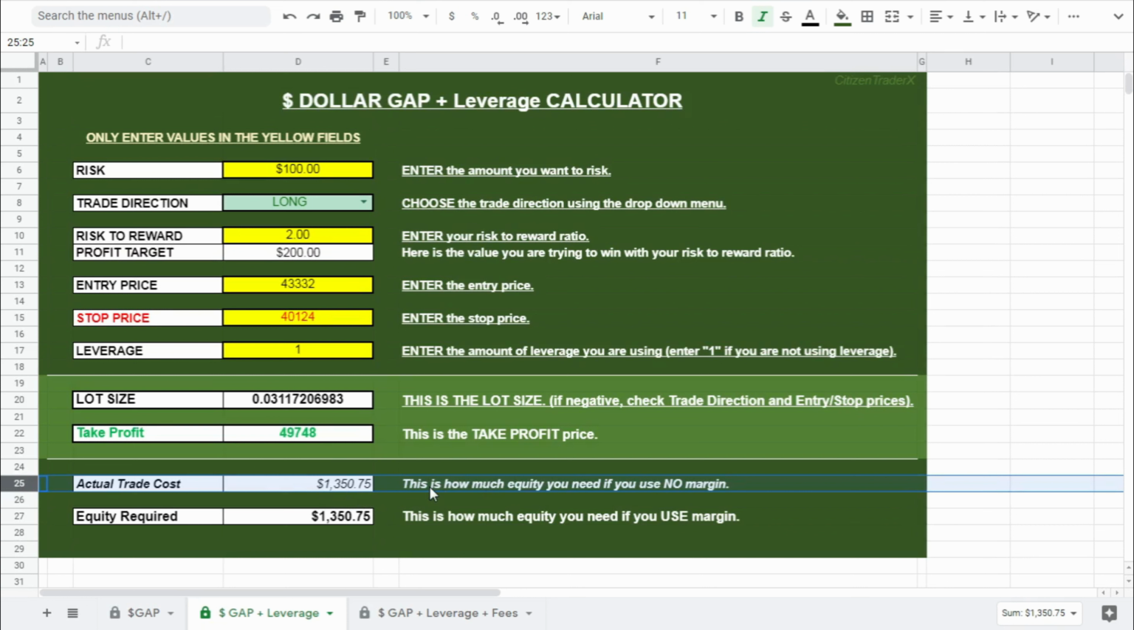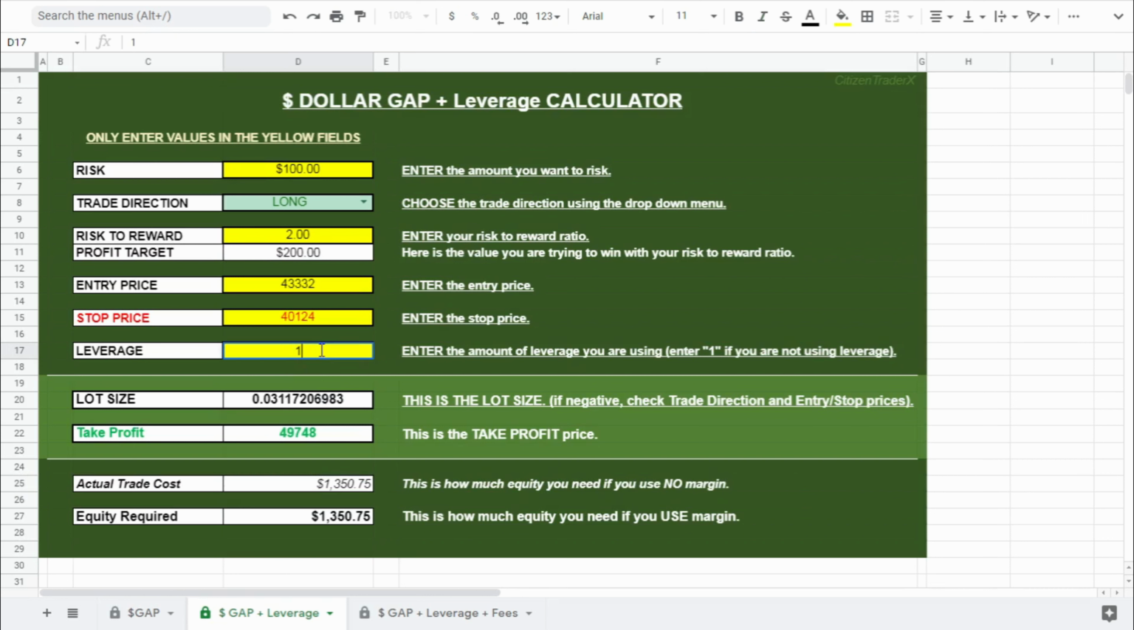That's in the next tab. So if you don't have margin, if you just want 1x of your equity, then you must have, so this is telling you the actual trade cost, and this is telling you how much equity is required. At this point, because we only have 1x, you need the same amount of money that the actual trade costs.